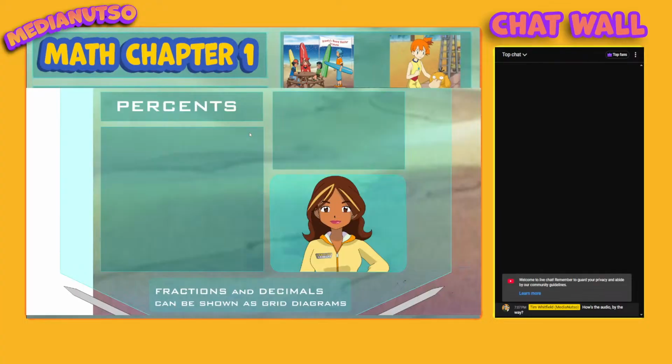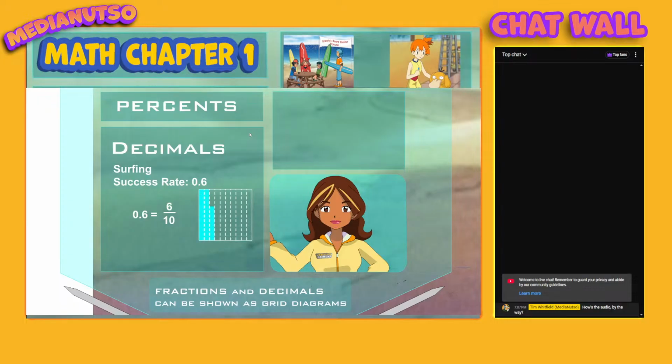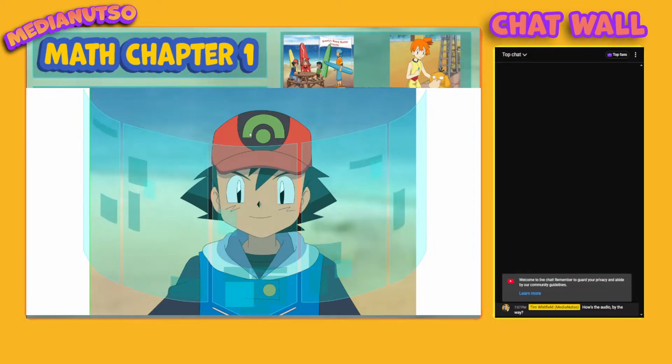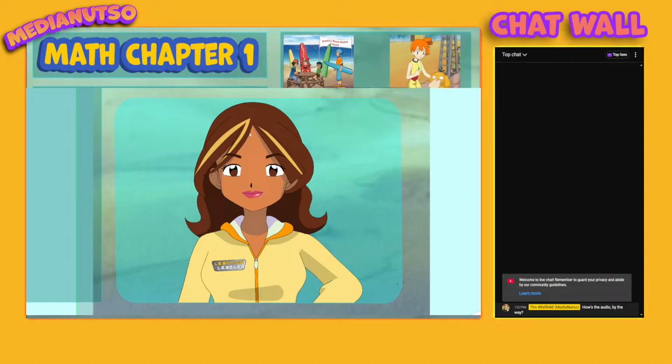Awesome! Percents can be written as decimals too. So if your surfing success rate was 0.6, you'd change 0.6 to the fraction 6/10, and then fill in the grid. 0.6 is the same as 6/10, or 60 hundredths, or 60%! I'm getting it! The grids make it so much easier to see. Works every time! And here's a tip. You can use grid diagrams to help you compare percents, fractions, and decimals.